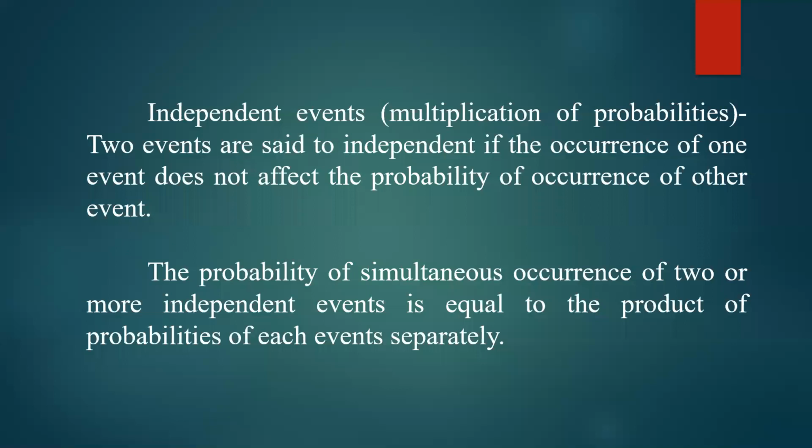Now the probability of the first coin showing head is 1/2. The probability of the second coin showing head is 1/2. What is the total probability of getting both heads? It is 1/2 into 1/2, which is 1/4. Out of 4 chances, in one chance you can get both heads. So we can find out independent events.